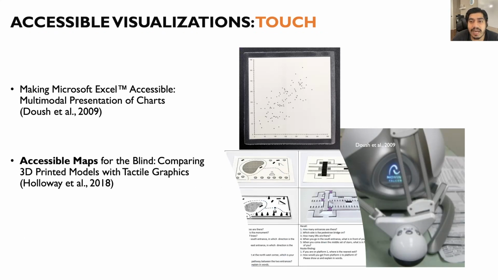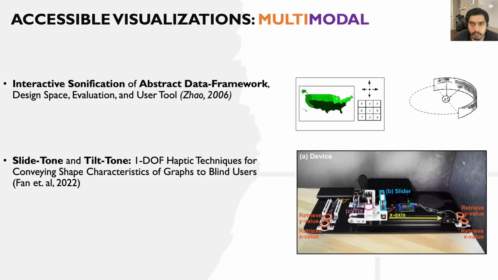Refreshable braille displays and tactile graphics are examples of conveying information using the sense of touch. Tactile graphics are often used by teachers of people with visual impairments in classroom settings. Using a haptic display, Dausch and colleagues explored making Microsoft Excel charts accessible using vibrations and sound. Such solutions often require specialized, expensive hardware and also have challenges when scaling to large data volumes.